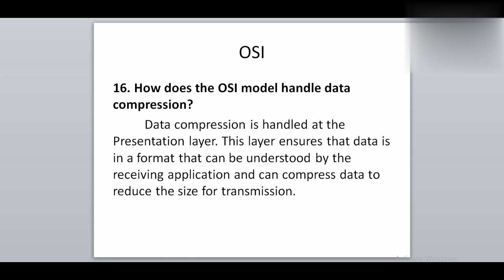This layer ensures that the data is in a format that can be understood by the receiving application and can compress data to reduce the size of the transmission. Means it increases the speed. Suppose we send data from source to destination and we compress that data, it increases the speed to reach the destination.